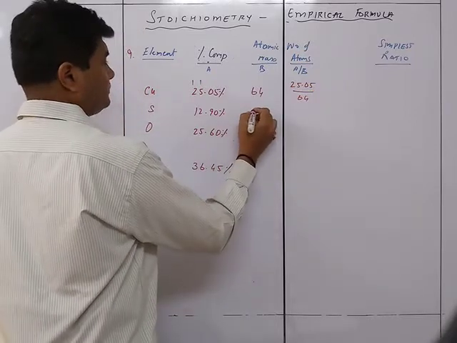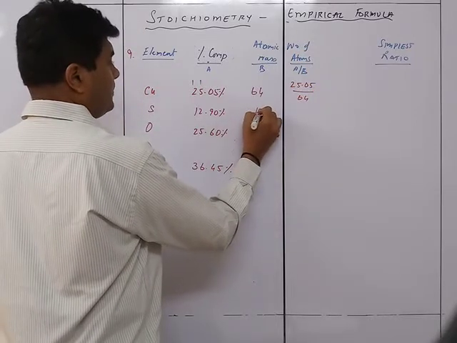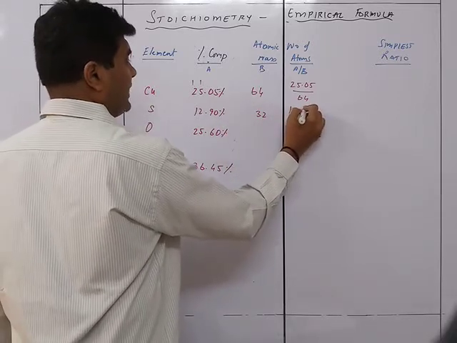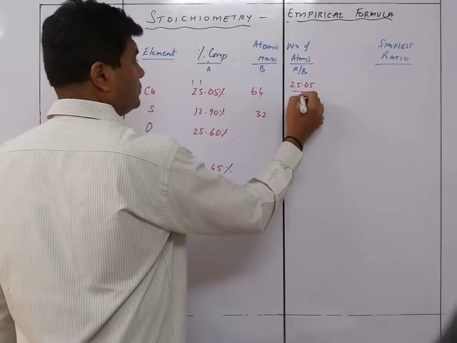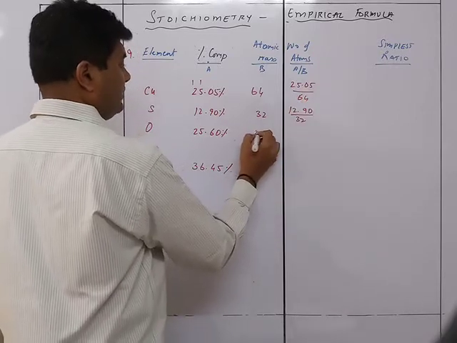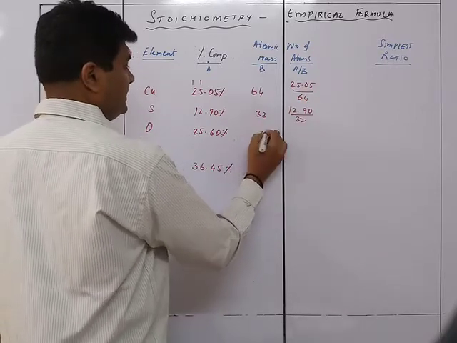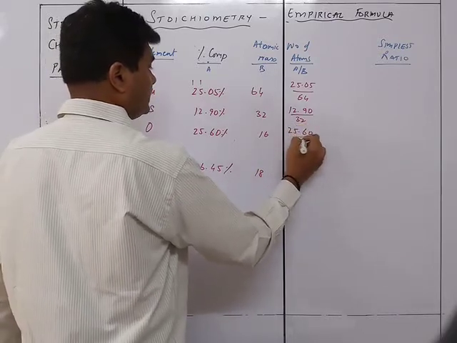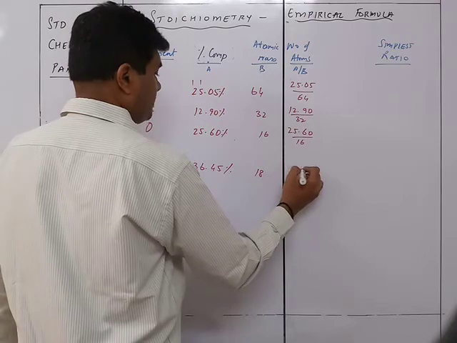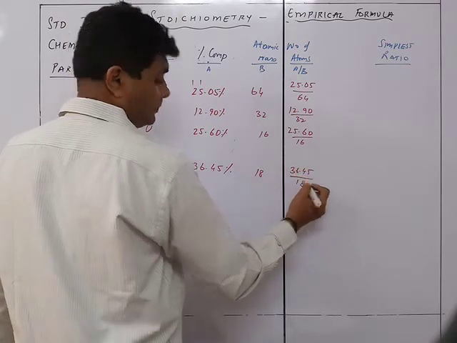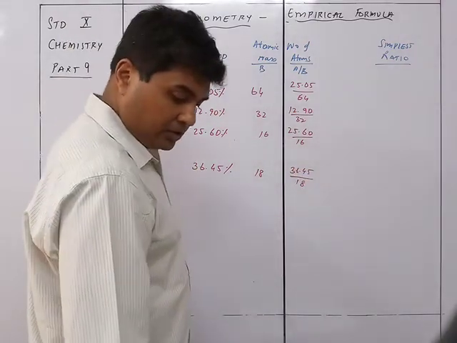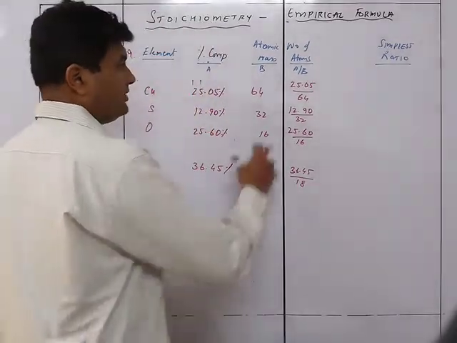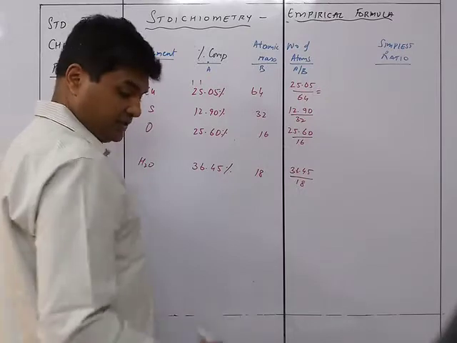S is 12.90, and its mass is 32. So it is 12.90 upon 32. And oxygen is 16, water is 18. So this is 25.60 upon 16, and this is 36.45 upon 18. Okay, so this is what is given to you. Now what we see over here will be equal to Cu.